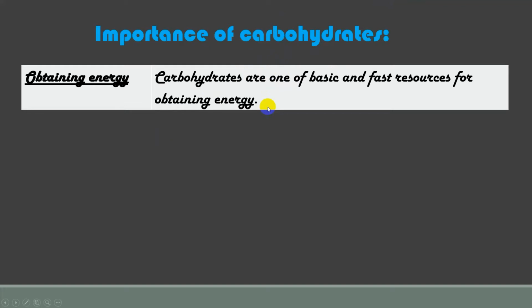Carbohydrate is the fastest source of energy, but not the biggest. For example, the lipids or fat give more amount of energy, but for fat to be converted into energy it needs a long time, it is not fast. But for sugars, carbohydrate is the fastest source of energy.